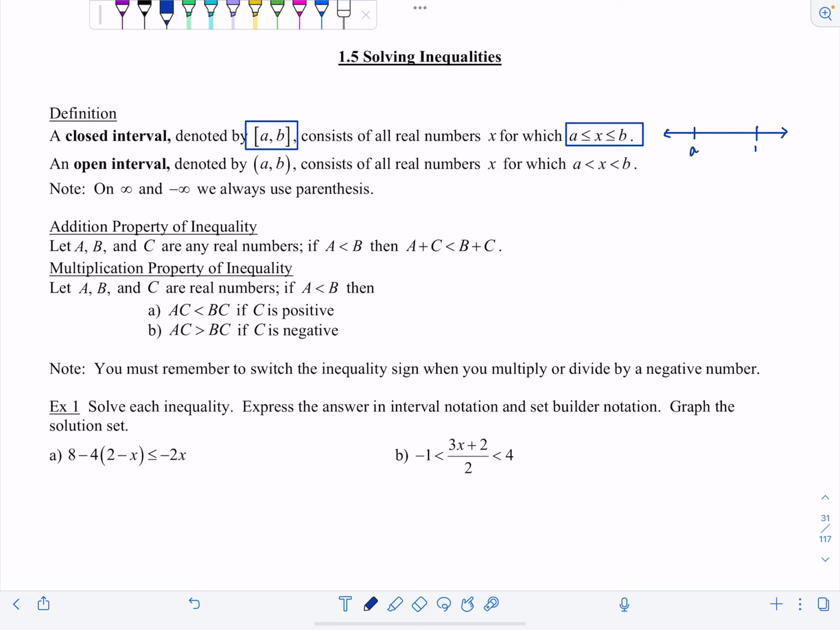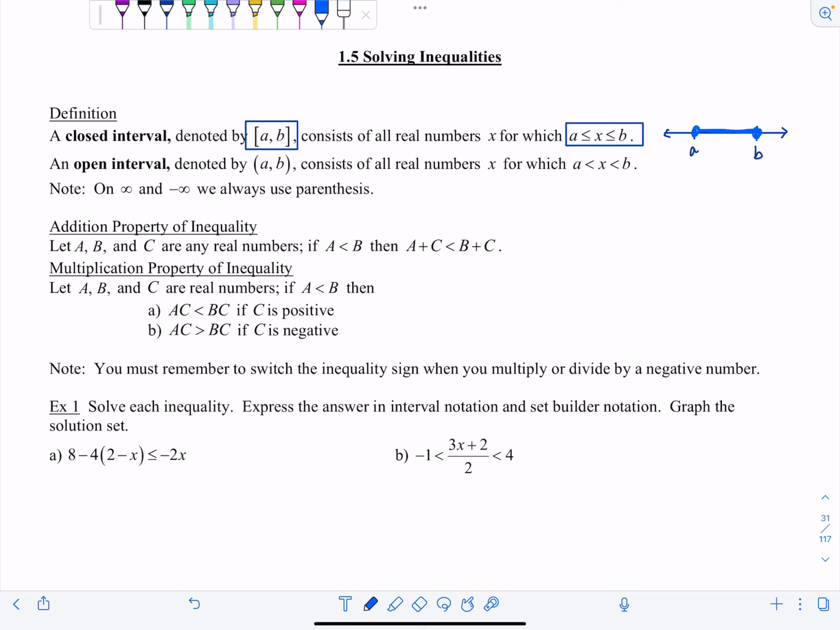Back in my day, we did open and closed circles. So since this is a closed interval and we're including both endpoints a and b, you would put closed circles there. Now some of the new age kids, they put like brackets on a and b, but I wasn't introduced to that in my time, so I'm not doing it.